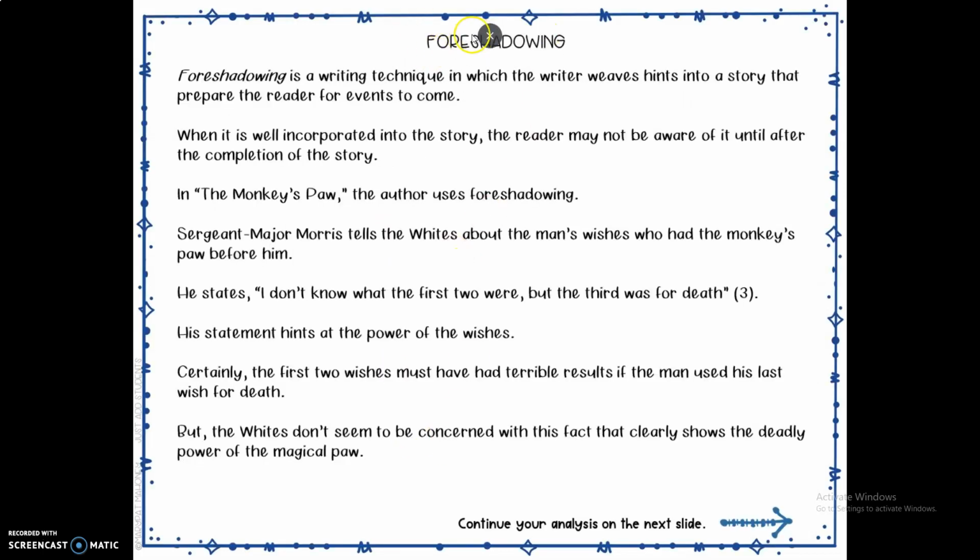We have foreshadowing. I know you love foreshadowing. So foreshadowing is a writing technique in which the writer weaves hints into a story that prepare the reader for events to come. We know this. We've done this a lot. When it is well incorporated into the story, the reader may not even be aware of it until after the completion of the story. So it's very easy to see foreshadowing after you've read a story and go back to find foreshadowing. In The Monkey's Paw, the author uses foreshadowing.